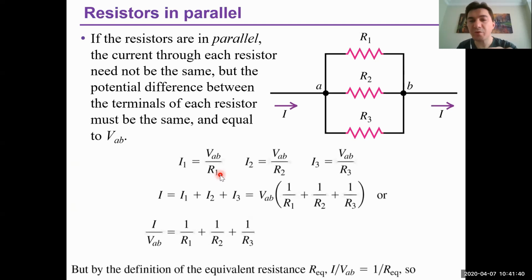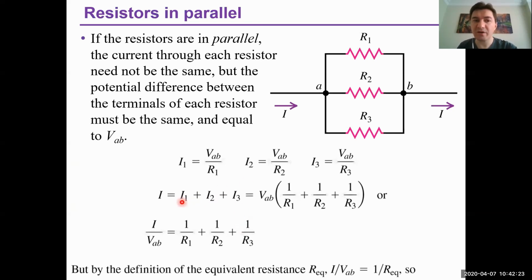So what is important here is that the voltage difference between A and B is the same for this one, the same for this one, and also the same for this one, okay? Since the voltage difference between A and B is the same, we can write current 1 using that expression, VAB over R1, current 2 as VAB over R2, current 3 as VAB over R3. So the total current passing through that circuit, I, is given by I1 plus I2 plus I3.